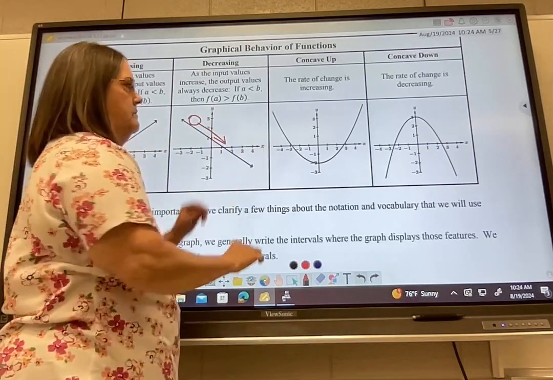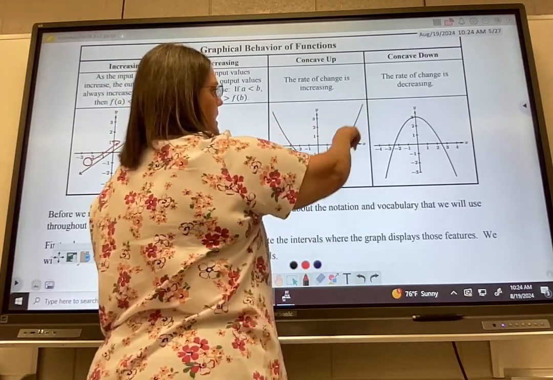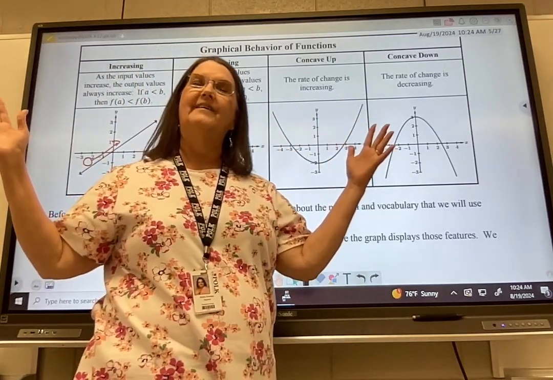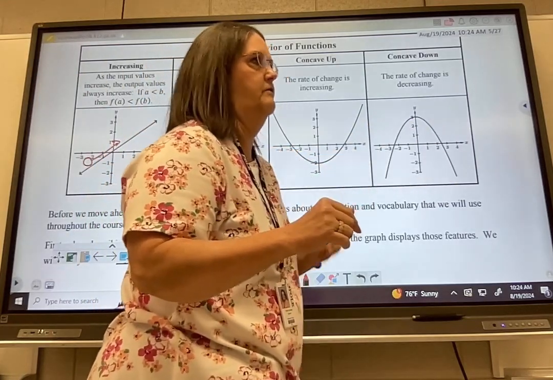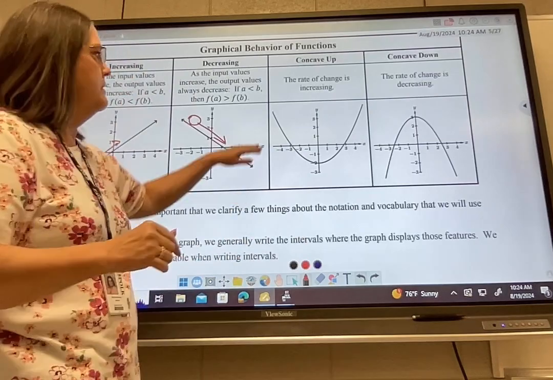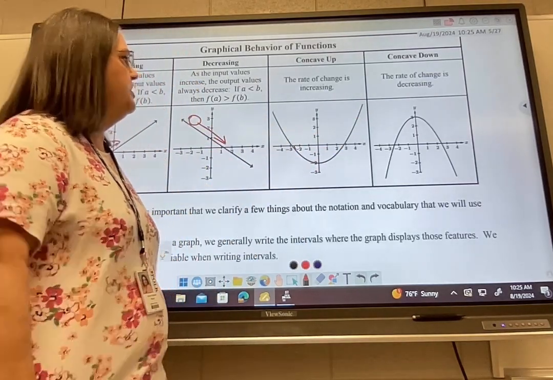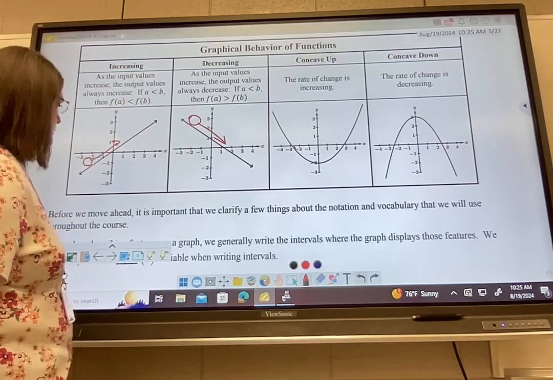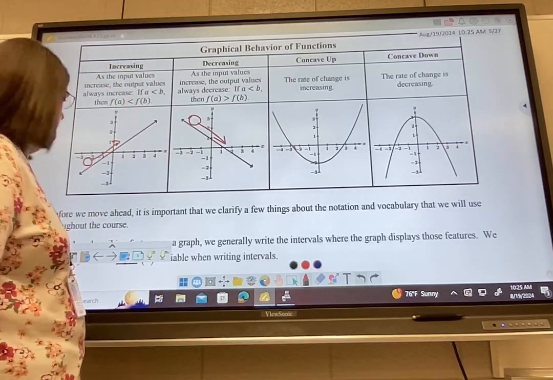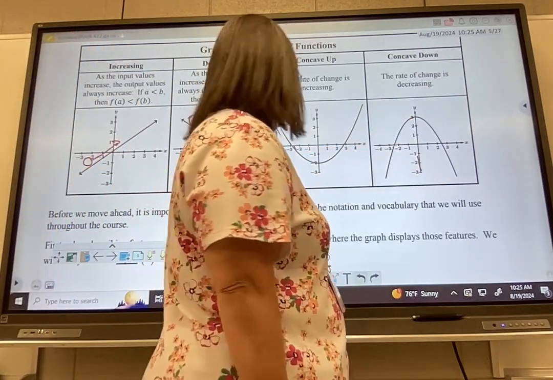Here, this is concave up, looks like a smile. Concave up, and concave down looks like a frown. Or you could think of this as a cup as well. And the rate of change is increasing when it is concave up. And this one, the rate of change is decreasing when it is concave down.